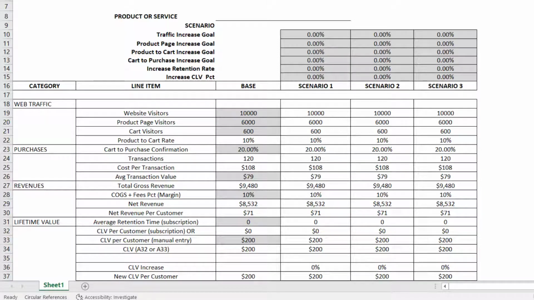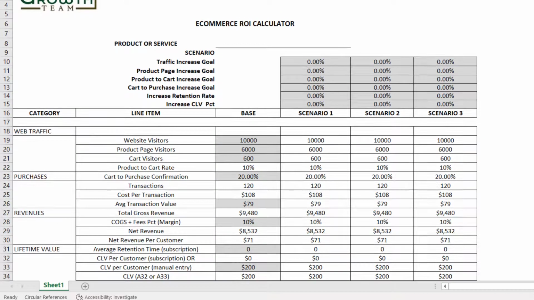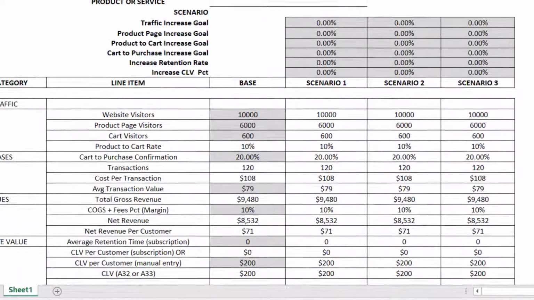This is our e-commerce ROI calculator. What we're going to do is enter some sample benchmarks of your current KPIs using your current website or shopping cart analytics, and then we're going to put in some scenarios to see what happens when we improve traffic or conversion rates through the funnel and even retention rates. So let's see what this thing does.